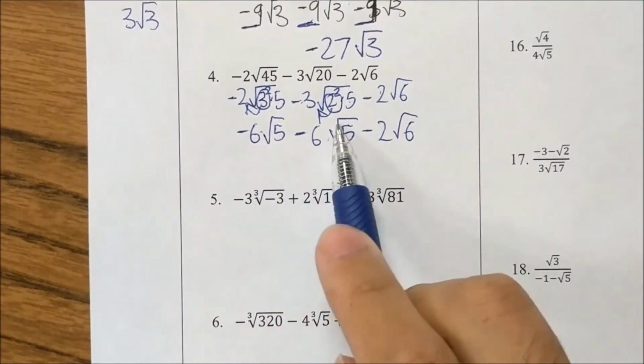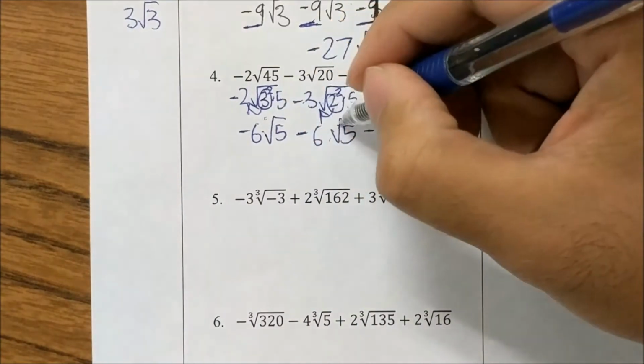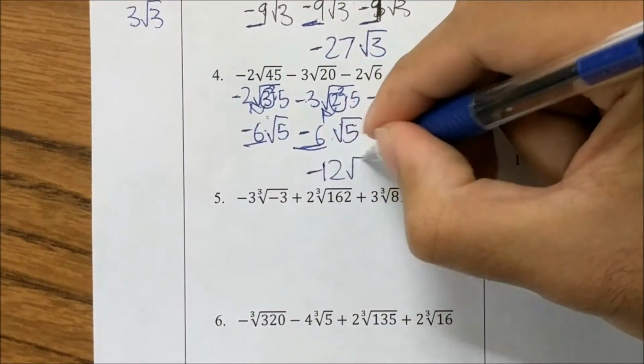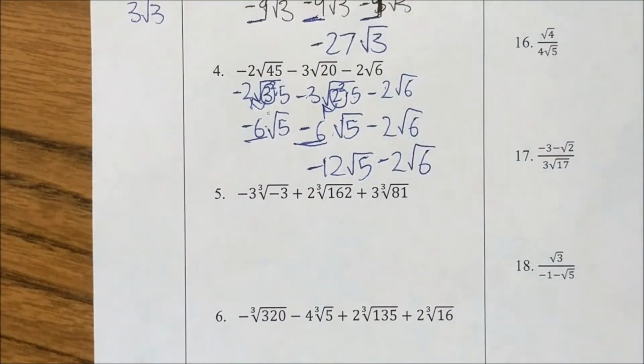Okay, so these first two terms are exactly alike. They're both radical 5 with an index of 2. So -6 minus 6 is -12. And then we keep that last term.